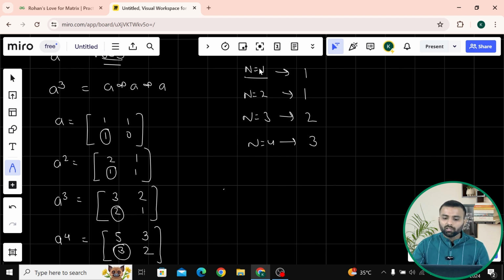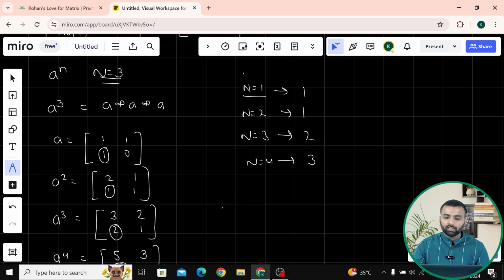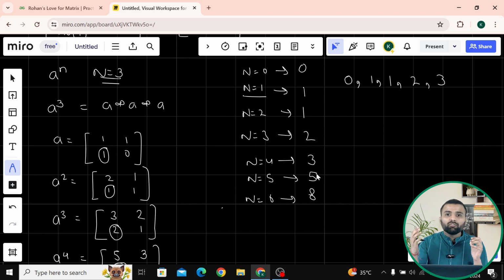For example, let me write here. When n equal to 0, let's suppose it's not given. Let's suppose it's 0. So we have 0, we have 1, we have 1, we have 2, we have 3. What's the pattern? It's a Fibonacci series, right? So if you calculate n equal to 5, we have just addition of the previous values, which is 5. N equal to 6, just add the previous value to previous value, which is 8, right? It's a Fibonacci, right? Hope you understand the intuition.